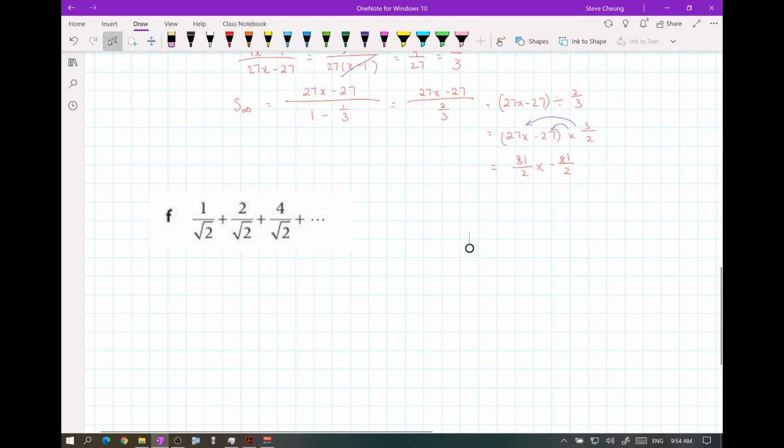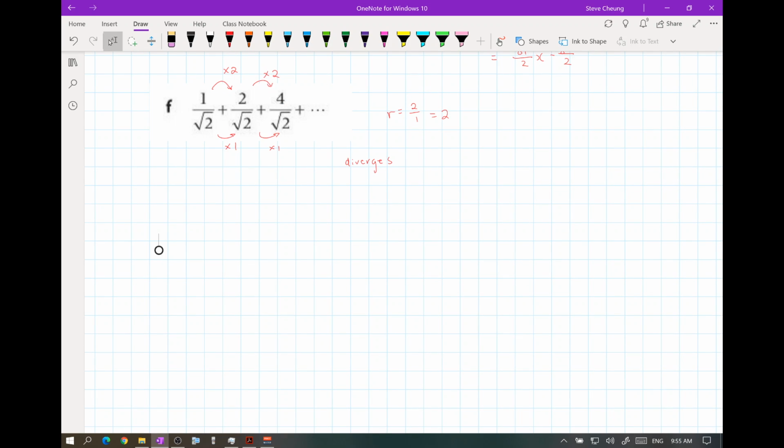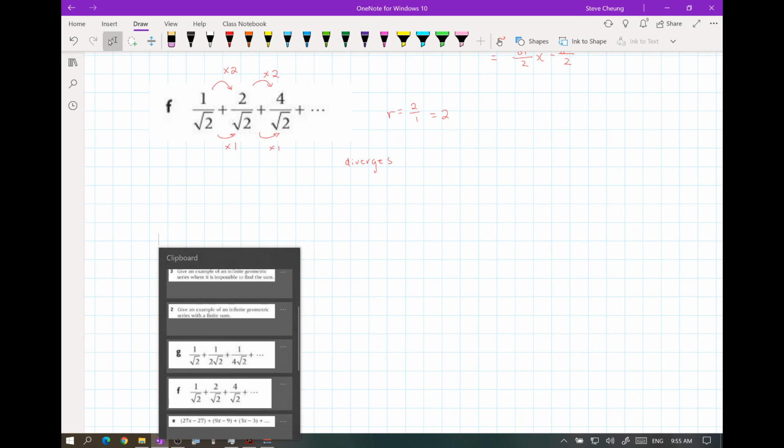Okay, immediately you recognize that this is just times 2. The bottom doesn't change, so you can pretty much just look at what's on the top. So again, this falls outside of the r restriction, so this diverges. And we move on. Nice.